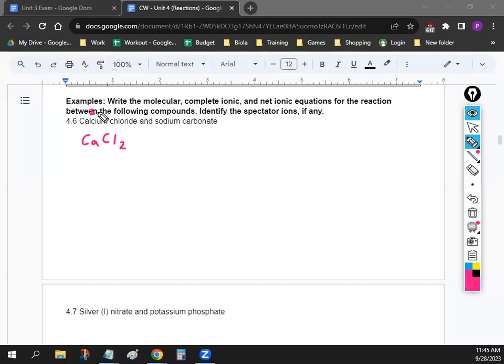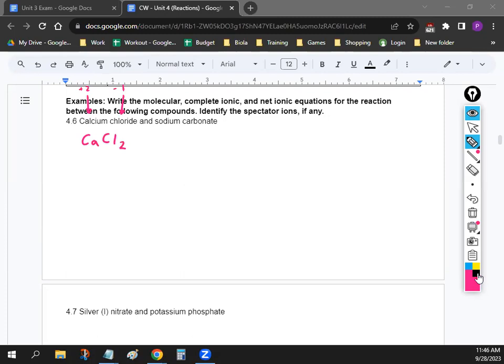Calcium is +2. Chlorine is -1. And so we want to balance that out. Okay, so that's calcium chloride. And again, calcium is +2. Chlorine is -1.